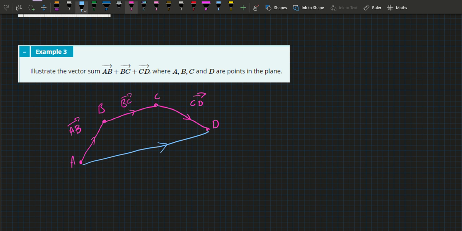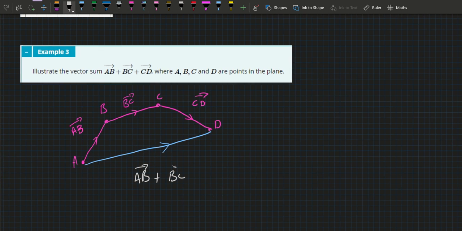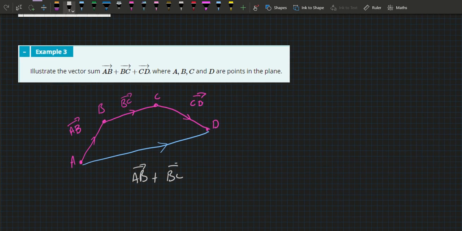So in other words, this is telling me that AB plus BC plus CD is equal to AD.